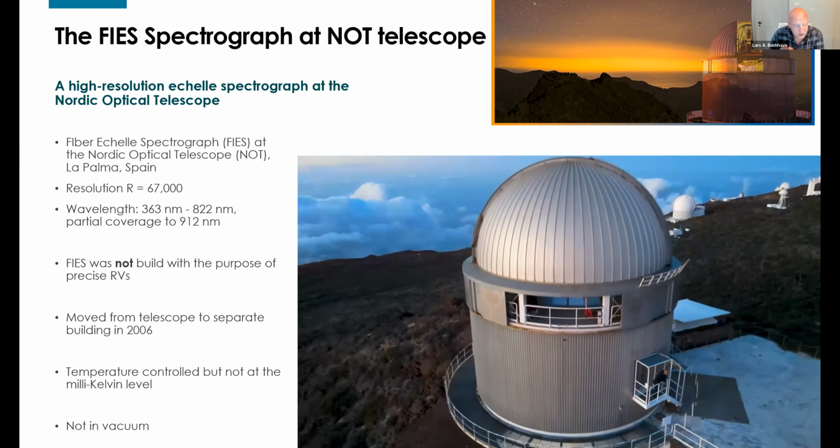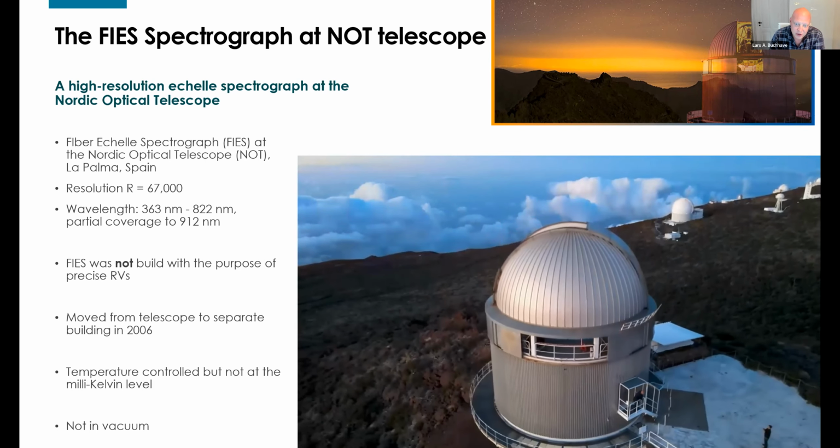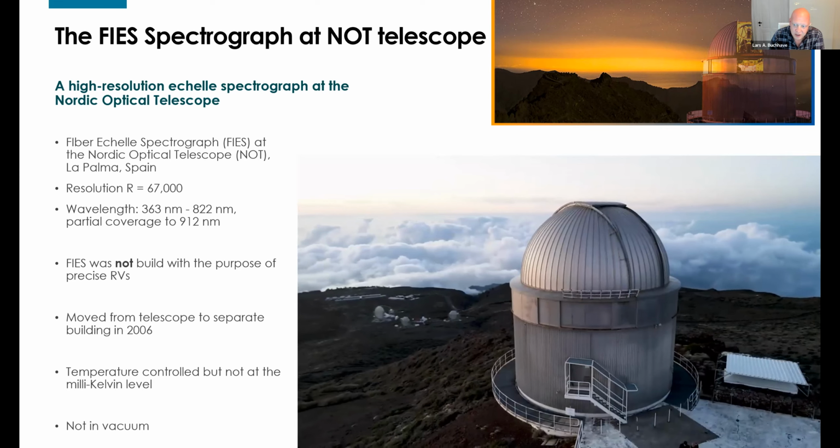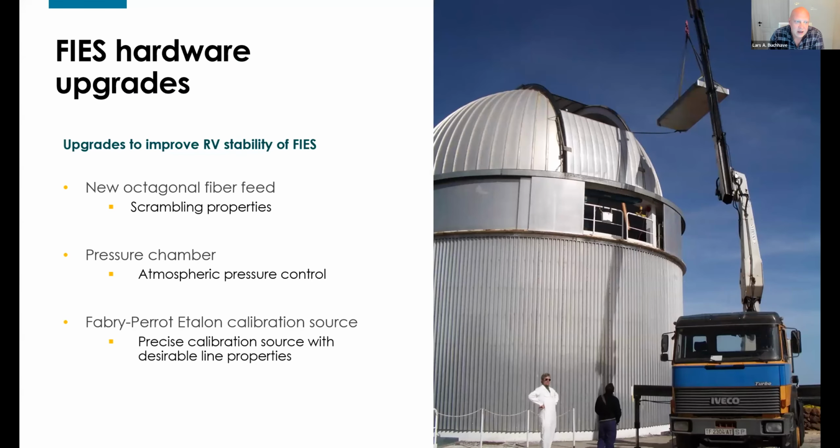And so we undertook some hardware changes to try to optimize the radial velocity precision of the spectrograph. We installed a new octagonal fiber feed that really worked well, so that it removed all the scrambling issues. We installed a pressure chamber to account for the atmospheric pressure changes, and an etalon to try to calibrate the spectrograph, which did not work as well as we'd hoped. So we didn't quite get down to the few meter per second level with FIES. It's more at the 5, 6, 7, 8 meter per second level, depending on circumstances at the moment.